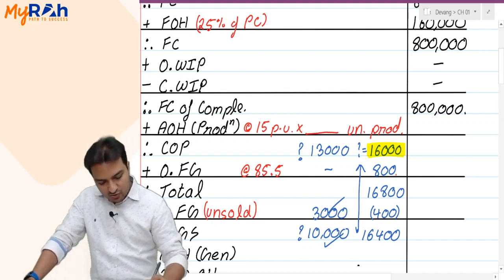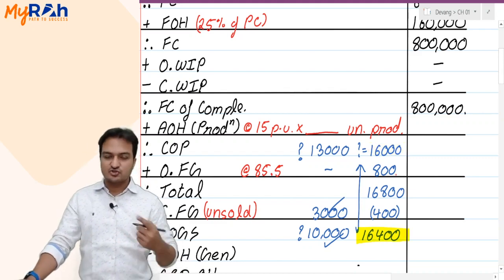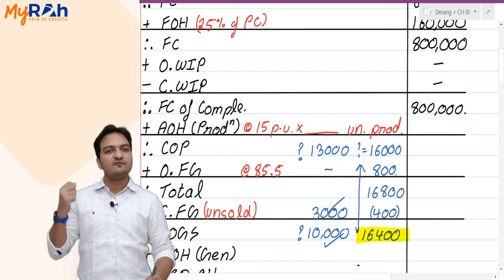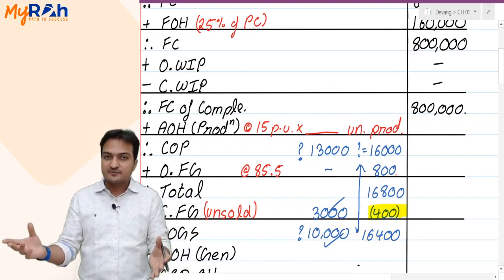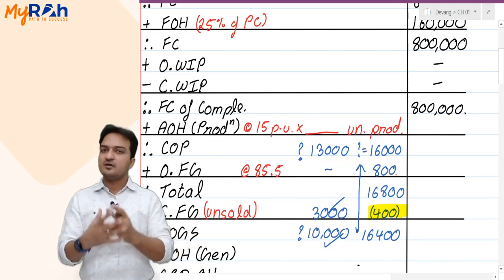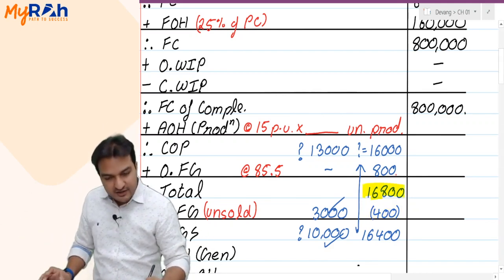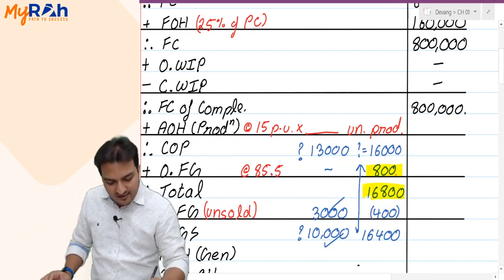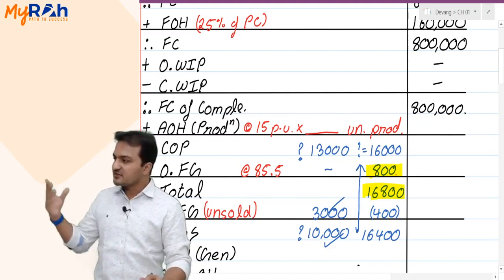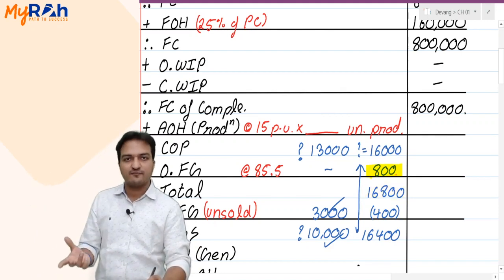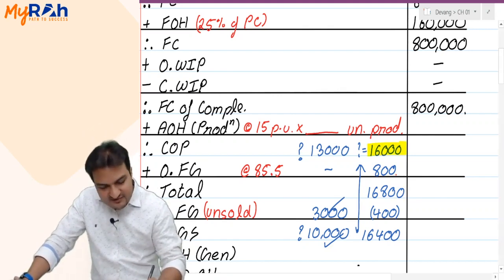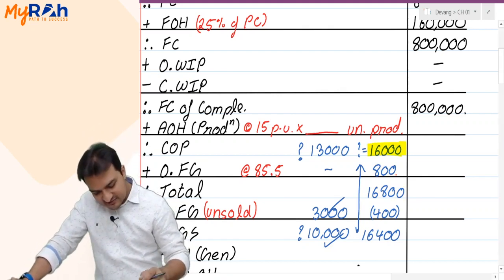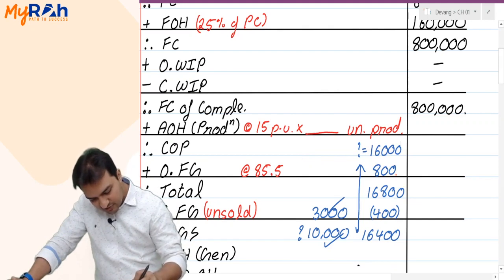I repeat, out of 16,400 units that I sold, 16,400 I need for selling them. Another 400 I need as unsold units. So in total I want 16,800, but out of that 16,800 units, 800 I already have since last year, as opening finished goods. So fresh production needed in the current year will be only 16,000. Yes, that 16,000 becomes my production units.